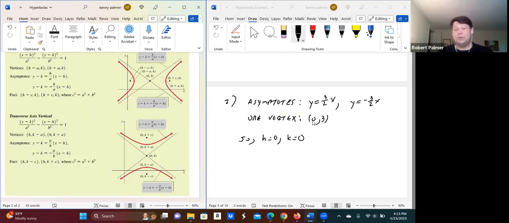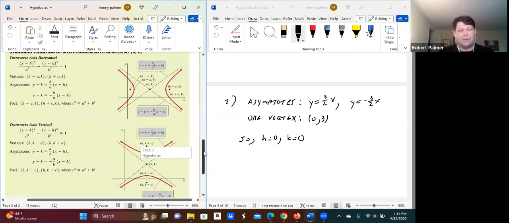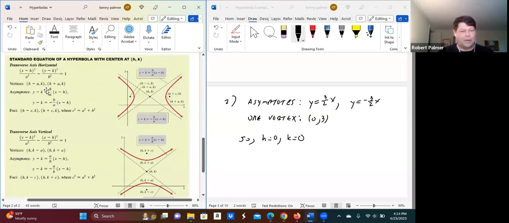The x-coordinate, of course, is 0. The y-coordinate is 3. So if we look at our vertices, we already know that h is 0 and k is 0. Compare it to this, and what we know then is that k has to be 0. So it can't be the top one. It can't be this one going left and right because k was 0. We have a 3 here. Compare it down here, it would have to be this case.